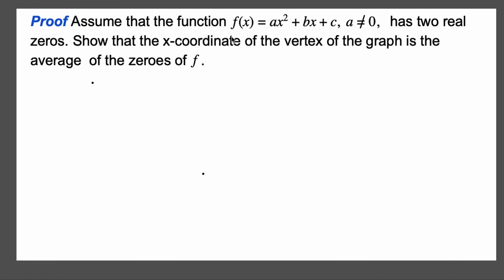Assume that the function f of x is equal to ax squared plus bx plus c, where a is different from 0, has two real zeros. Show that the x-coordinate of the vertex of the graph is the average of the zeros of the function f.